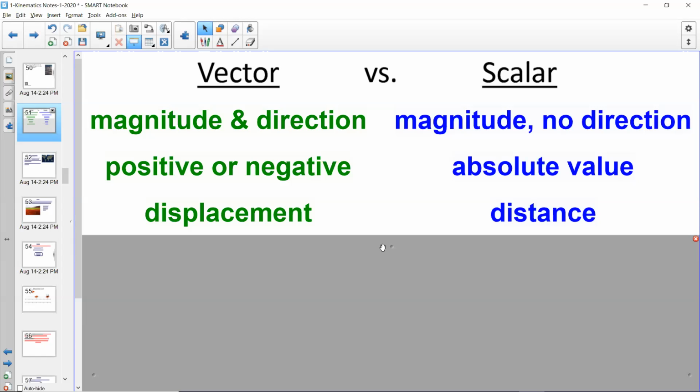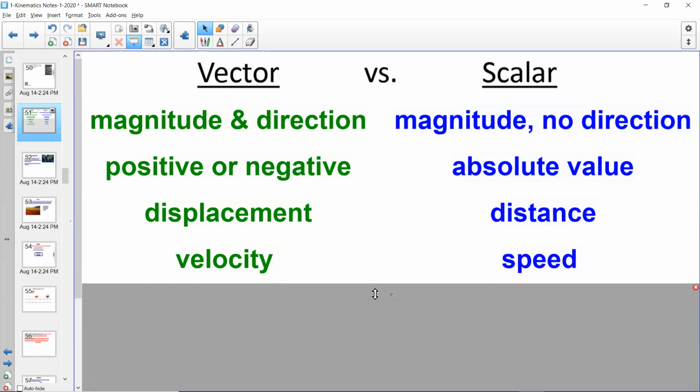For distance, it could be that it's the same. Displacement and distance might be the same value. We just wouldn't give any direction for distance because it's sort of irrelevant. But if the path is wandering or meandering, then the distance and displacement will probably be very different.